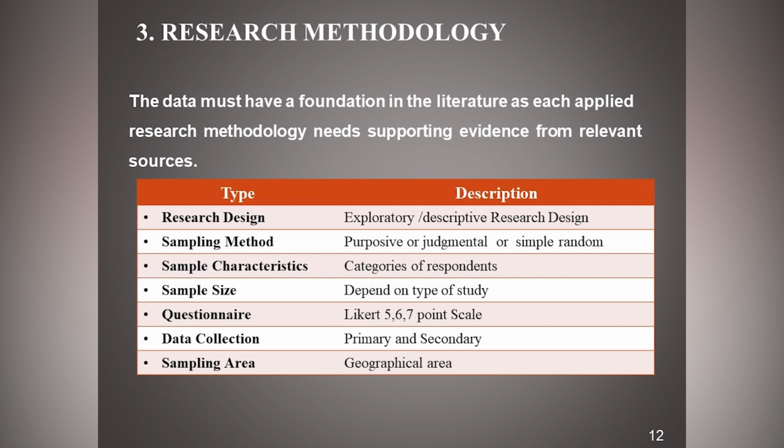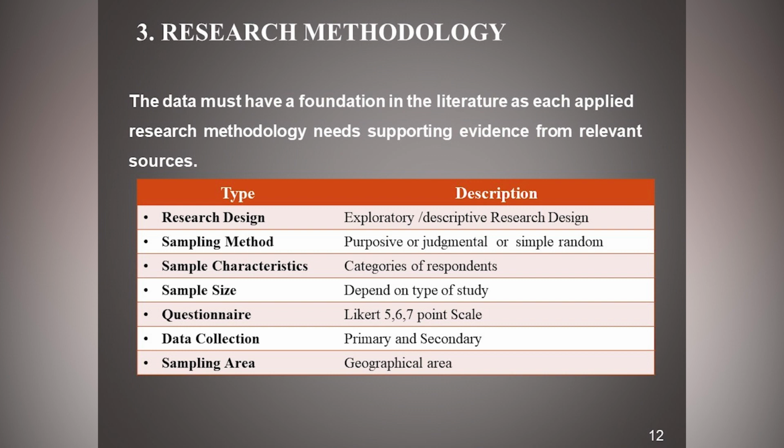Next one is sample size. It depends on the type of study and the data you have to collect. And there are certain formulas also used for identifying the right sample size. The next one is the questionnaire. So in most cases, Likert is preferably used for collecting the data. A Likert scale could be based on 5-point, 6-point, or 7-point scales.